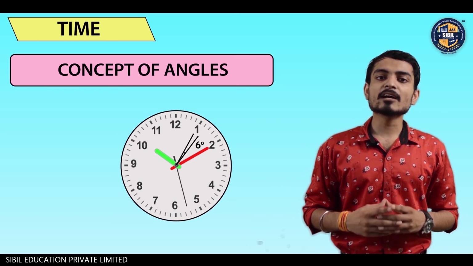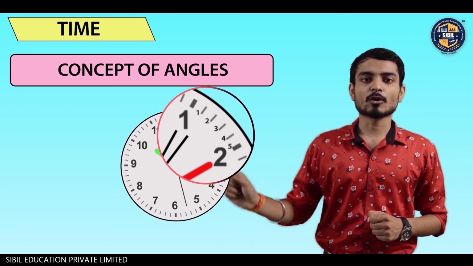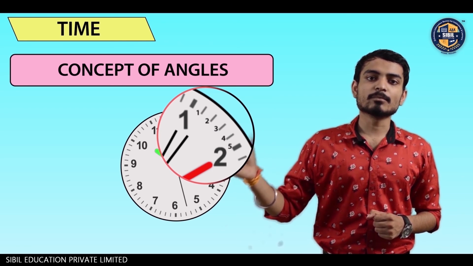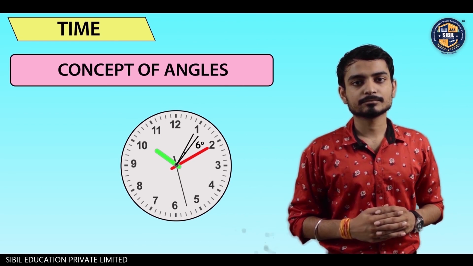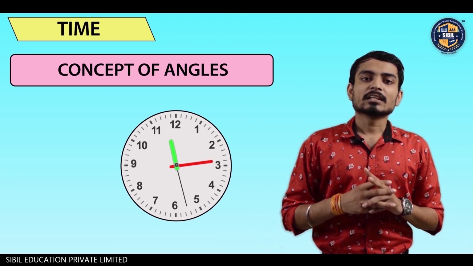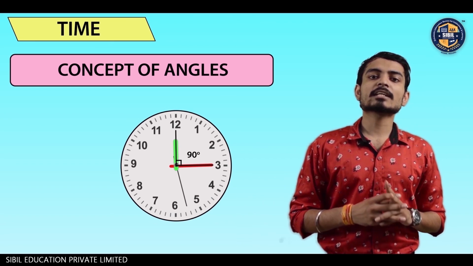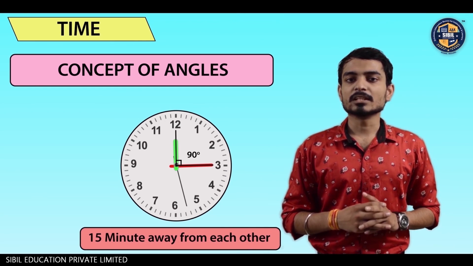Like I have shown you, there are 5 small points from point 1 to 2. That one point makes a 6-degree angle in 1 minute. If both hands make a 90-degree angle, that means both hands lie 15 minutes away from each other.